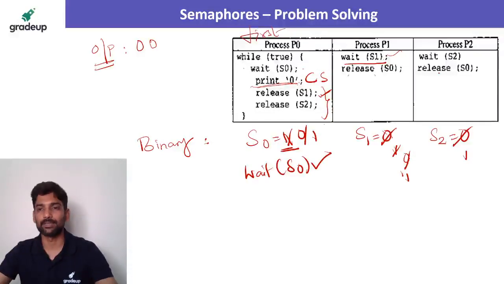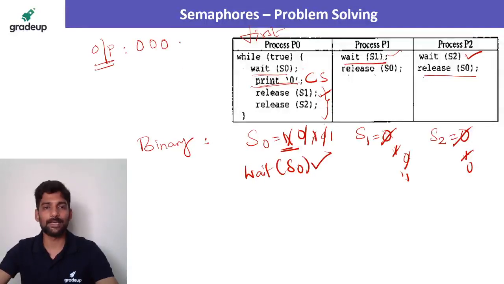Now P2 is executing, wait of S2, and it will become 0 again. Wait means decrement, release means signal, increment. Release of S0, so S0 again becomes 1 because wait of S0 was already executed. So it again prints 0. Like this, how many times does it keep printing? At least twice, because once P0 executed first, then either P1 or P2 executes next.